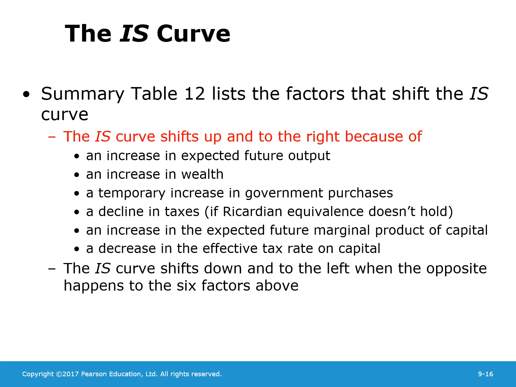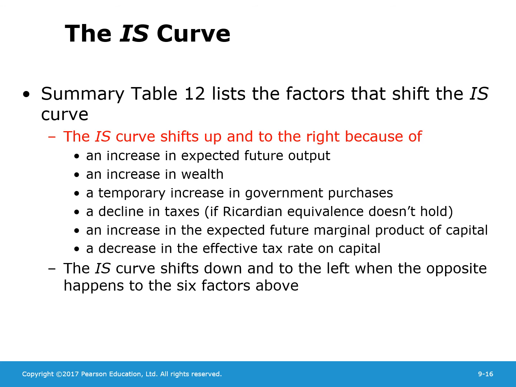So what happens currently is that the government reduced taxes. So how will this affect their behavior? They will increase their consumption. So when they increase their desired consumption, this means that desired national saving will decline. So this is also a factor that shifts the IS curve up and to the right.